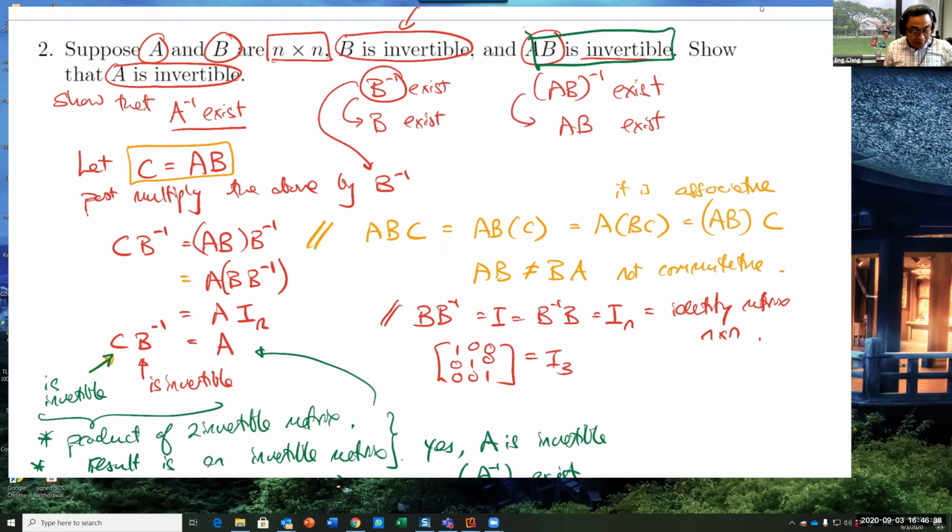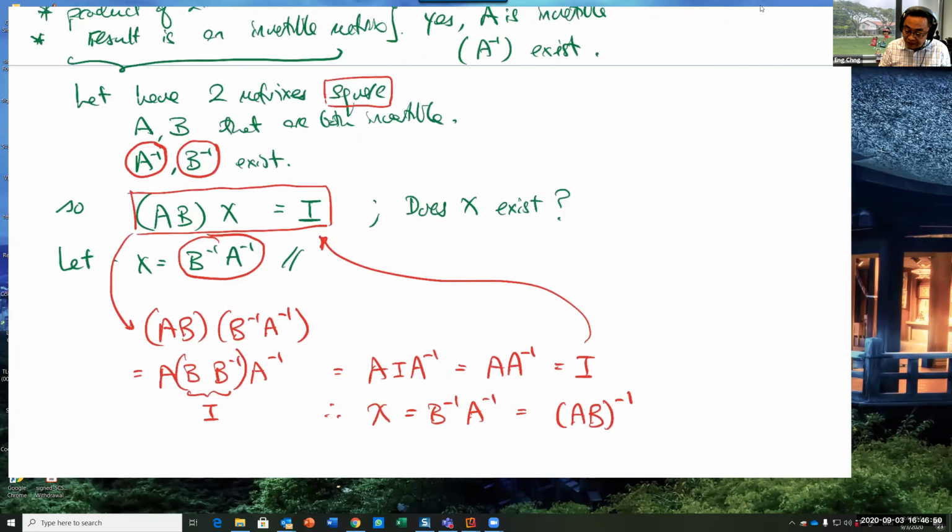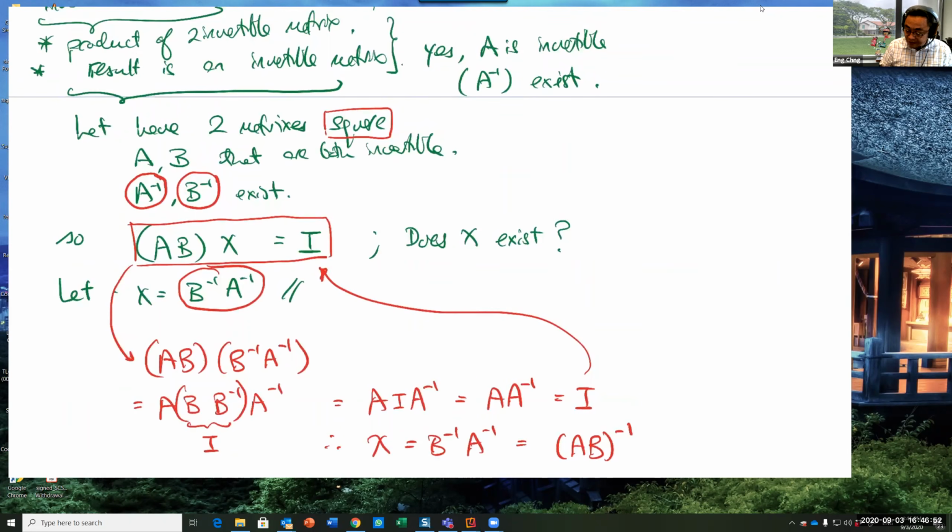Okay, if that is so, then we go on to question 3. But you must remember this result from question 2: the product of two invertible matrices is invertible.